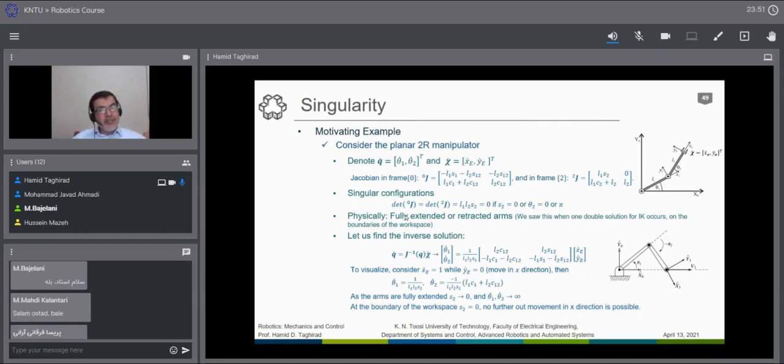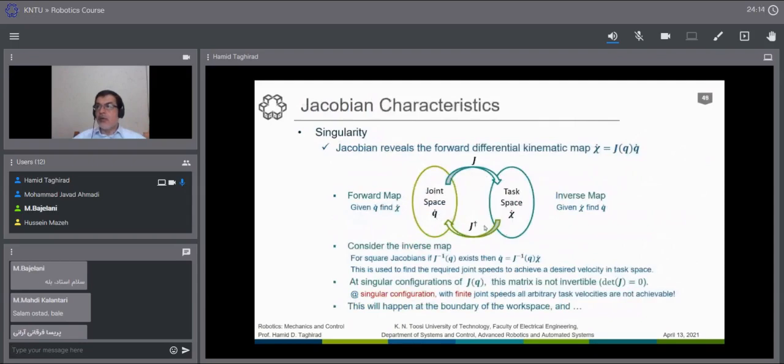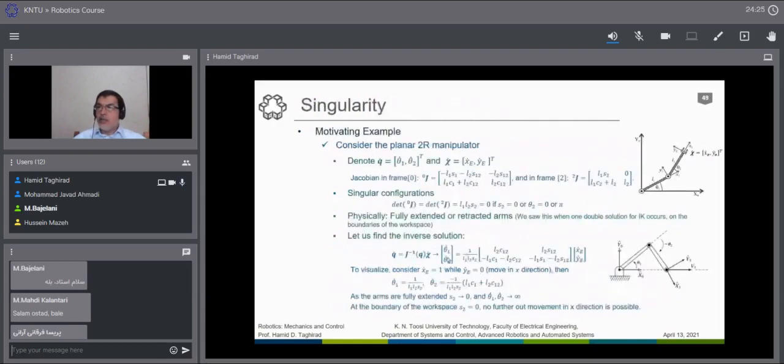Now, let's examine the meaning of that as an example. What happens at the singular configuration? To find that, we write the inverse map. We know that x dot is equal to the Jacobian times q dot, and q dot is the inverse Jacobian times x dot. So we rewrite this in the general case, since we have the Jacobian in here.